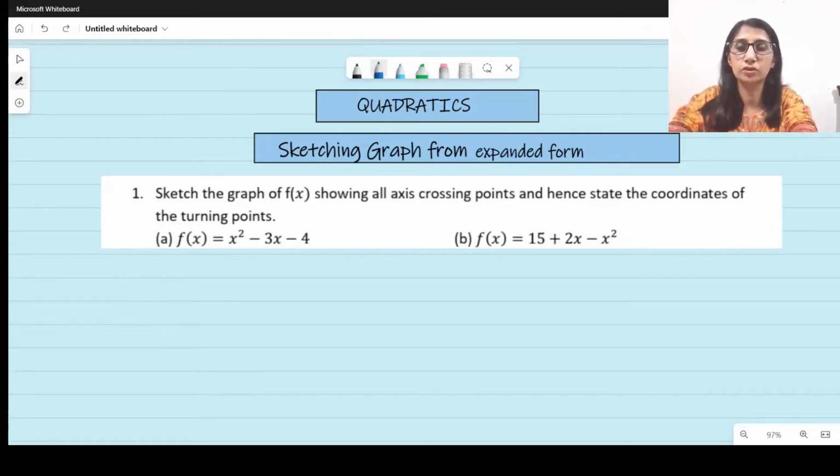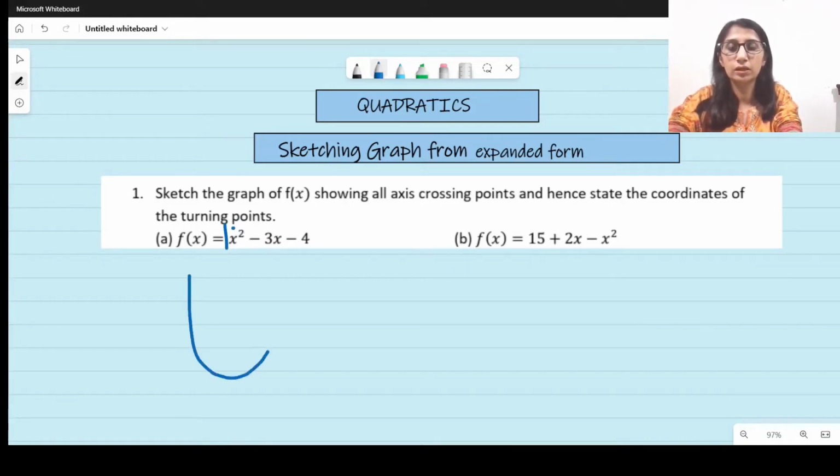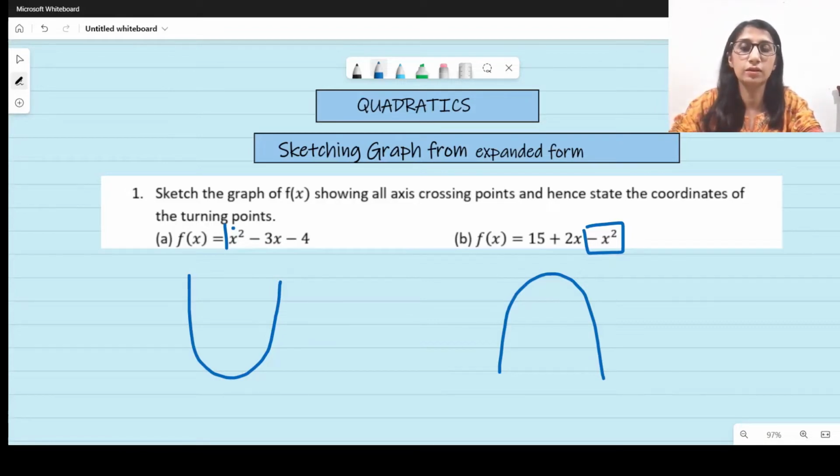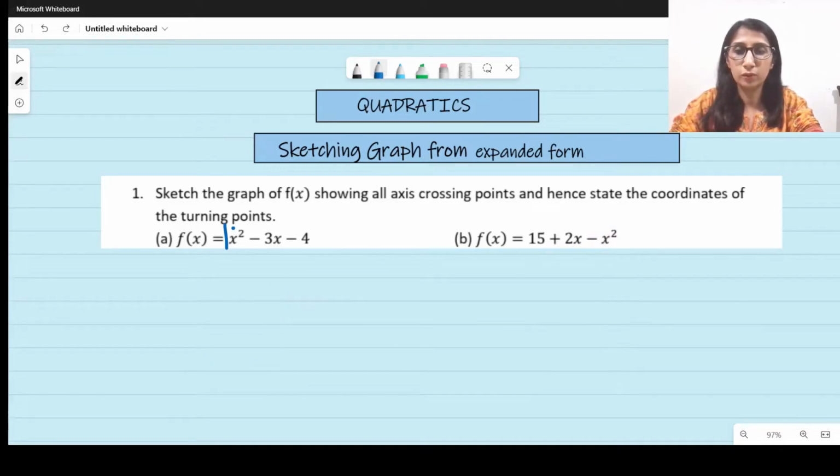This is a quadratic expression whose coefficient of x square is a positive value, which is 1. Now that would mean that the graph will look like this. It's a parabola. And in the second case, where the expression is minus x square, that means the graph is going to be an upside down graph, an inverted parabola. So this is the first thing you should check, whether your expression has a positive coefficient of x square, like in this case, or a negative coefficient of x square, like in this case. So we're going to do the first one.